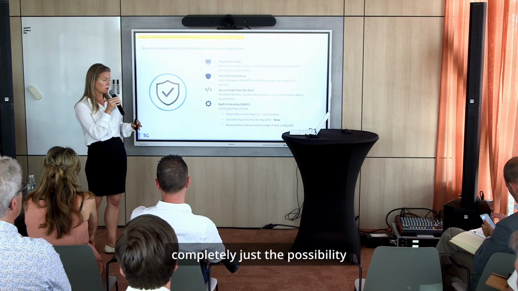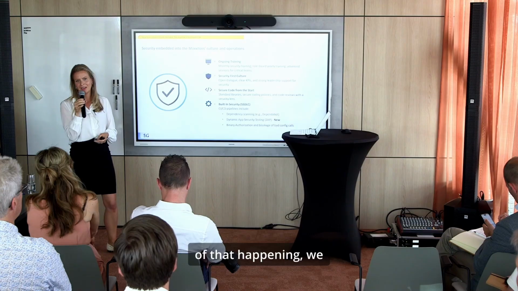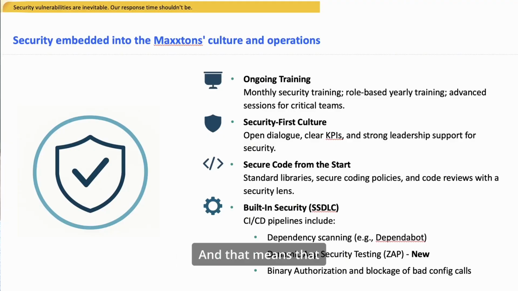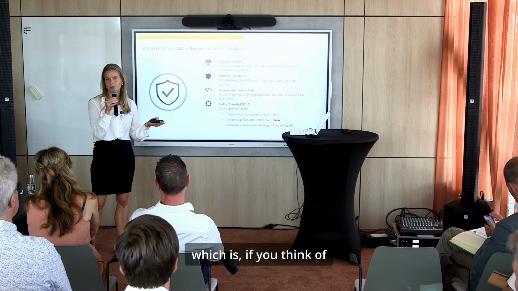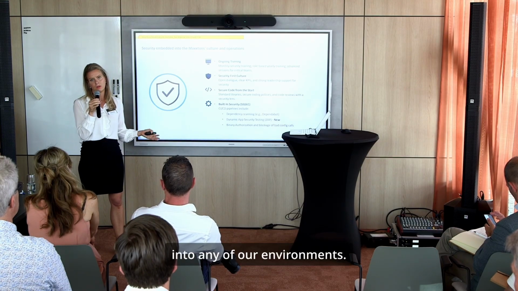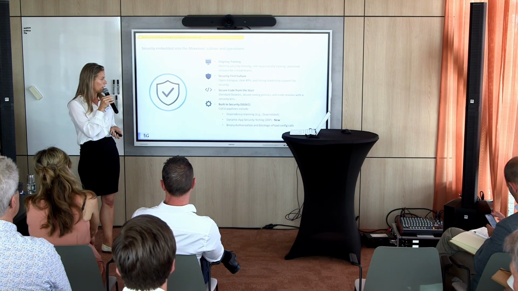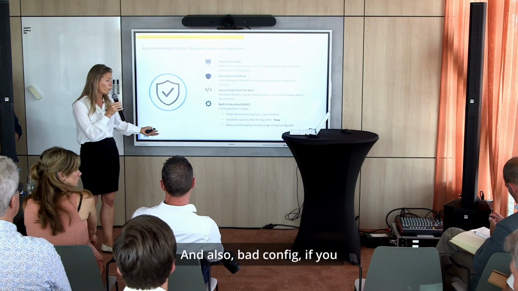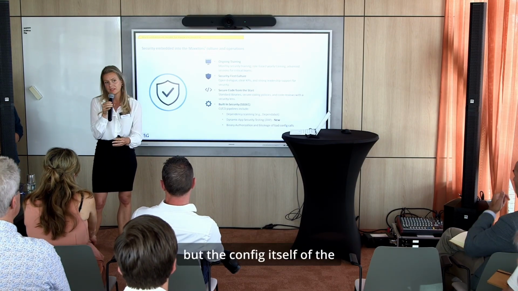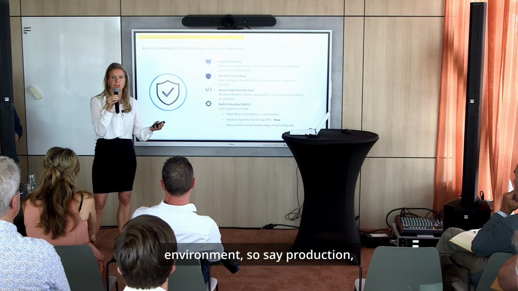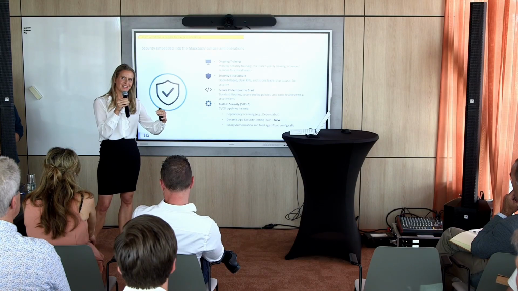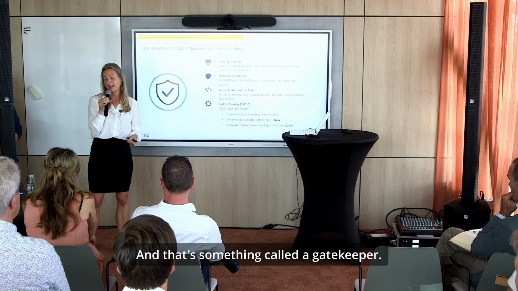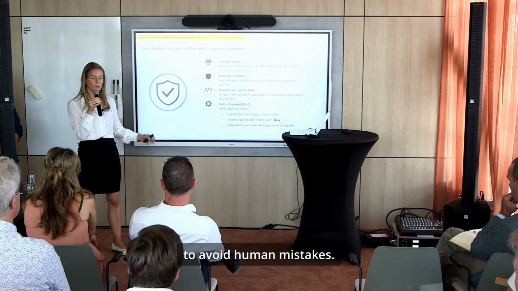And to avoid that and completely shut the possibility of that happening, we add binary authorization. That means that even me, with my access, and I have a lot of access, I can't run an untrusted image, which, if you think of an image as a piece of code, into any of our environments. And also bad config: if you look away from the software, at the config of the environment itself, say production, I am not able to do bad config. I will be blocked instantly, and that's something called a gatekeeper we have on top of that to avoid human mistakes.